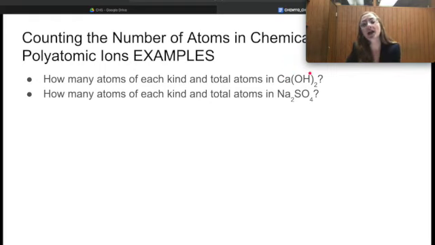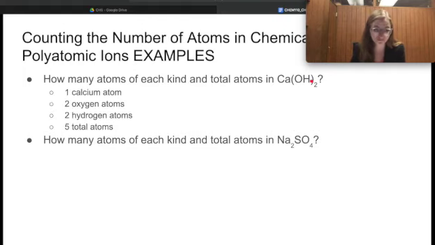And then I want to know how many hydrogen atoms as well. Same thing. Hydrogen's inside the parentheses, and it has a subscript of 1. It has a subscript of 2 outside the parentheses, so I must have 2 hydrogen atoms. So 1 calcium atom, 2 oxygen atoms, 2 hydrogen atoms. If I add all that up, I must have 5 total atoms. Pretty straightforward. You just have to remember what the parentheses mean.